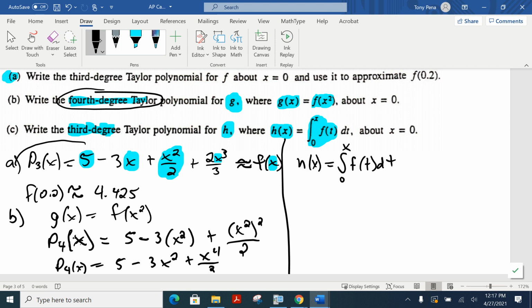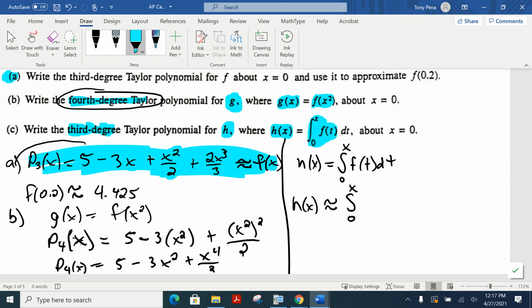All right, I'm going to use an approximation symbol just so we know that this is h of x. And what we're going to be integrating over the interval of 0 to x is the function f. And f goes back to part A. When we did this Taylor polynomial in part A, we were doing this to approximate the function f. So we want to integrate that now. So we're going to do the integral of 5 minus 3x instead of x. However, they're telling us to write this as a function of t. So don't write 3x, write 3t.